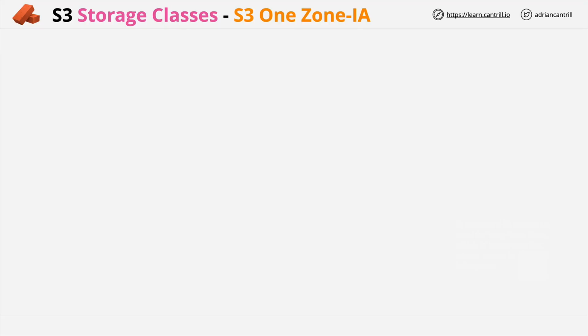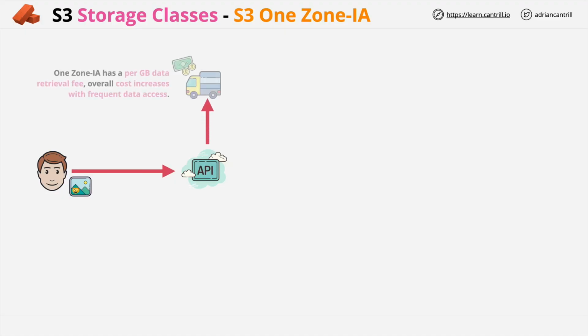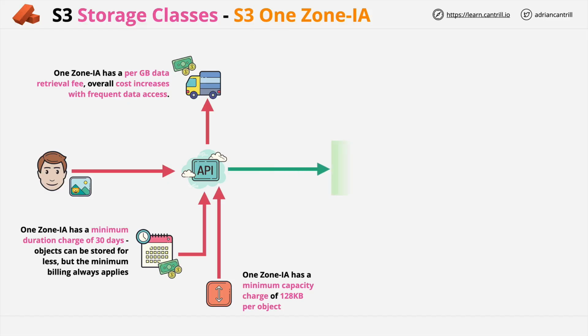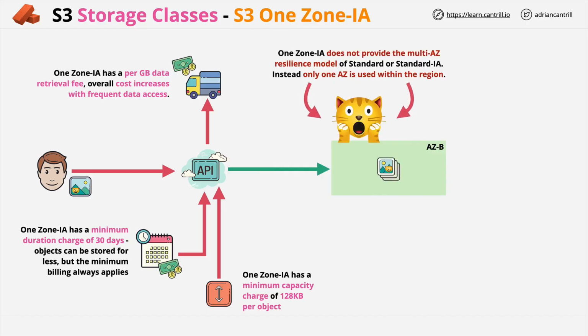Now, this storage class shares many of the minimums and other considerations as S3 infrequent access. There's still the retrieval fee, there's still the minimum 30-day billed storage duration, and there's still the 128 KB minimum capacity charge per object. The big difference between S3 infrequent access and One Zone infrequent access, and you can probably guess this from the name, is that data stored using this class is only stored in one availability zone within the region, so it doesn't have the replication across those additional availability zones.